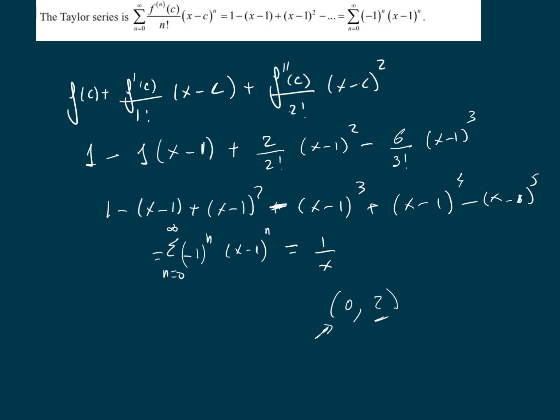What will we do? We plug in x equal 2 here, and the series that appears will be 1 minus 1, since 2 minus 1 is 1, plus 1 minus 1. Oh, it will not converge. 1 minus 1 plus 1. So this is the interval of convergence of this series.